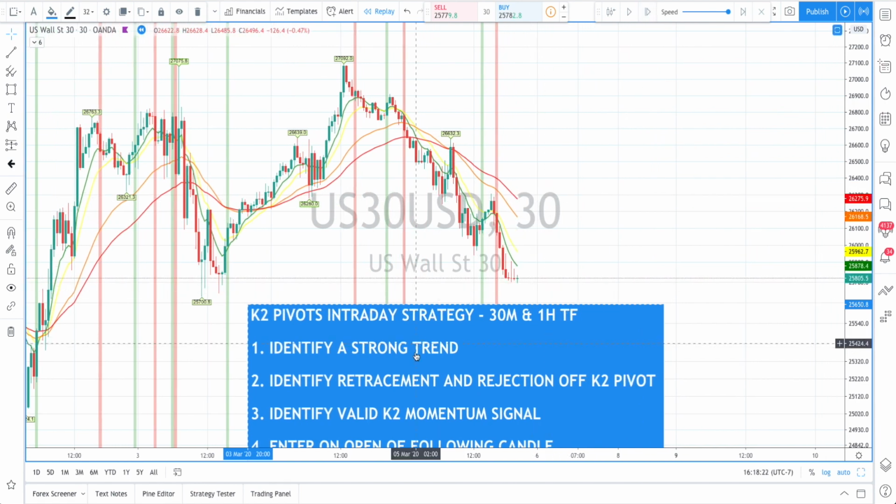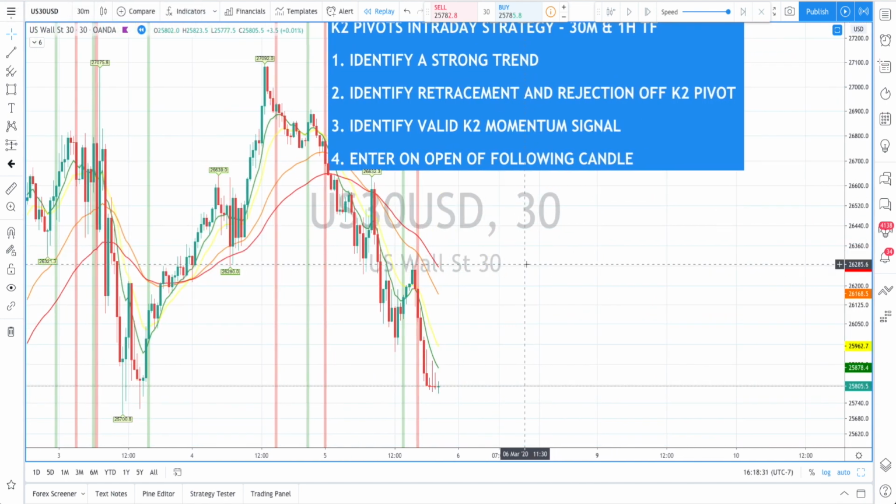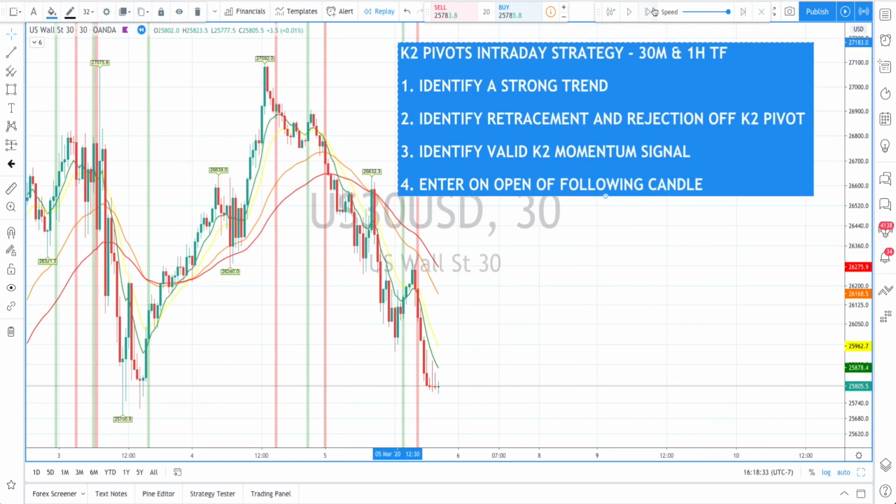So we've already identified a strong trend, correct? Because you can see right here that the pivots are pretty spread out and they're all angling downward. So obviously we are in a very strong downtrend. So let's keep moving forward.